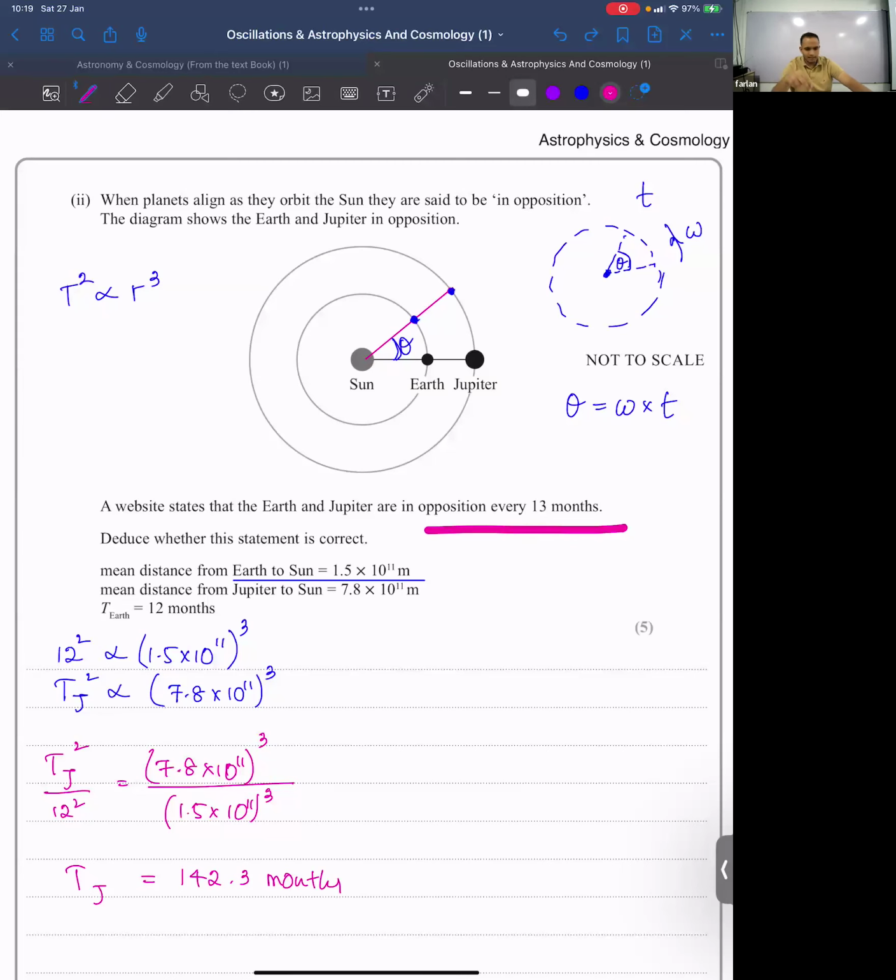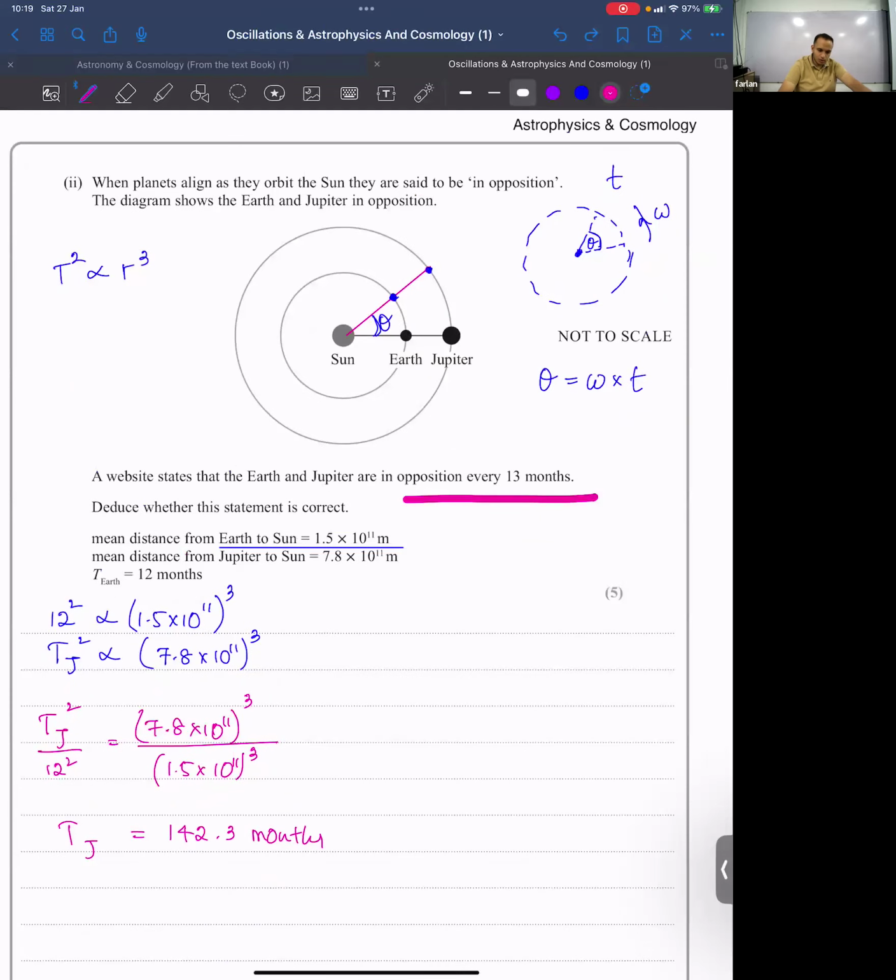Okay, that is the scenario here. Earth is traveling much faster than Jupiter. So Earth has completed the first round, and while Earth is in the second round, it's meeting Jupiter again, where Jupiter is still in the first round. Do you understand that? Right. So that means, guys, theta equals omega t.